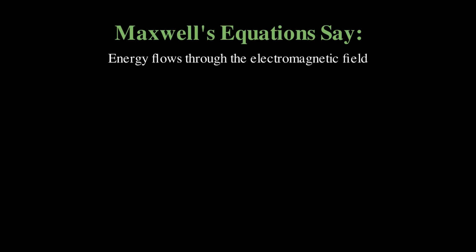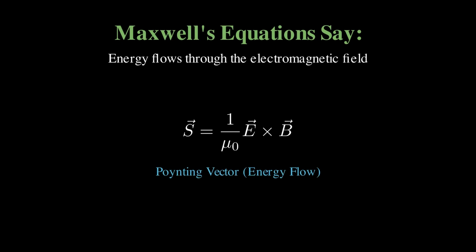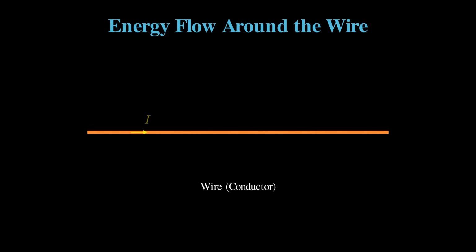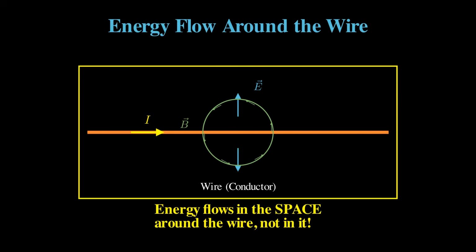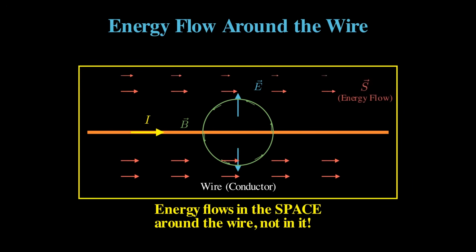According to Maxwell's equations, the energy in a circuit doesn't move inside the copper wire. The energy flows through the electromagnetic field in the space around the wire. But most introductory circuit courses still talk as if power is something that travels through metal conductors. So there's a disconnect between the field theory description and the usual circuit picture.